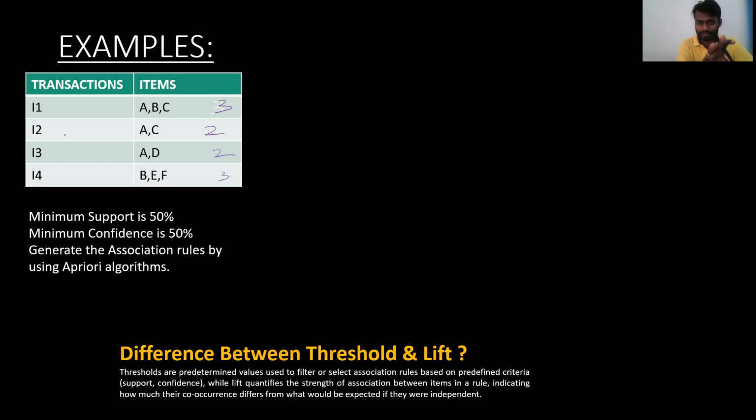So are you getting the data set? Okay. So these are the total transactions and these are the items. Transaction in the sense that a total of 4 persons are buying some products. So these items are present here. Clear everyone? Good.